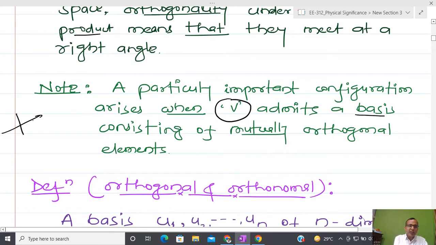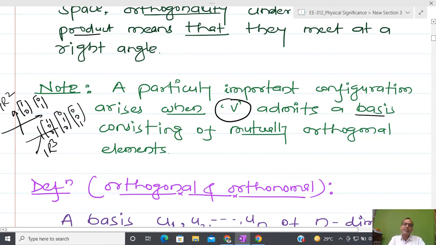If you see the two-dimensional space, I have already given the example. In three-dimensional space, I have 1 0 0, 0 1 0, 0 0 1. This is one set of orthogonal vectors, and that is going to form the basis in three-dimensional space R3, and this is R2.